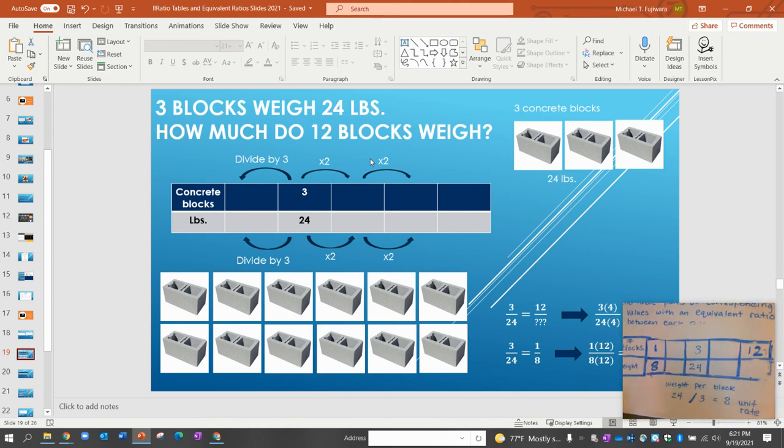Or if we're going from 3 to 12, if we know how much 3 blocks weigh, then 12 blocks must be 4 times as much. So the weight must be 4 times as much. 4 times 24: 4 times 25 is 100. So I'll take away a group of 4, we'll get 96. 96 pounds would be the weight of 12 blocks.